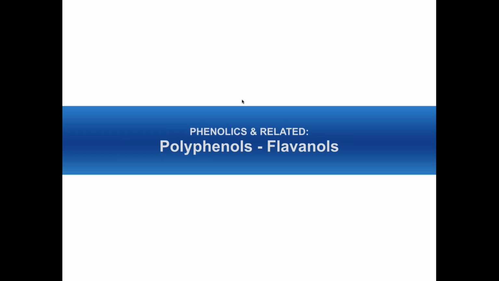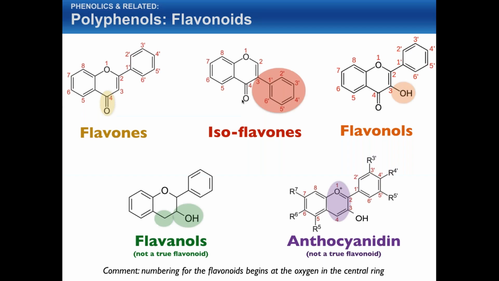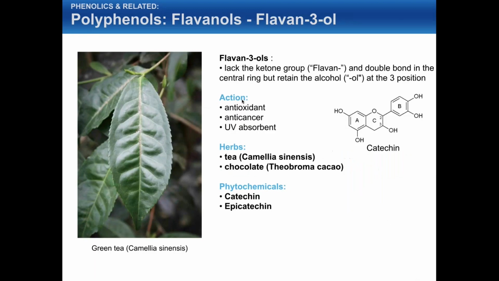So the next group we'll talk about are the flavanols. Flavanols, they're not really a true flavonoid. Green tea contains a lot of things called catechins. So both green tea and chocolate contain catechins like catechin and epicatechin. I think one of the reasons why plants produce these is because they can absorb UV radiation and help protect the tea plants from getting a sunburn.